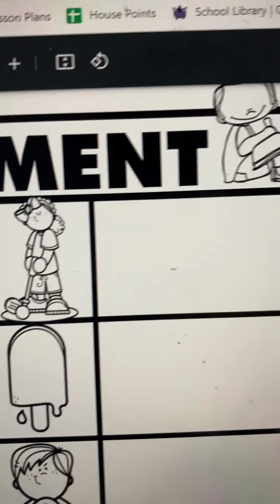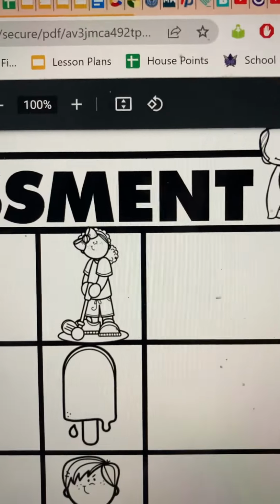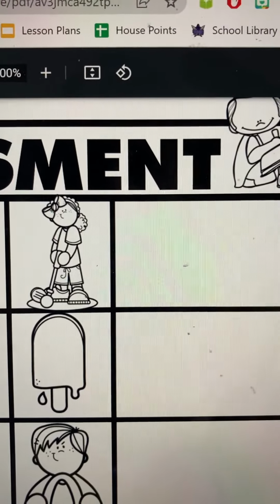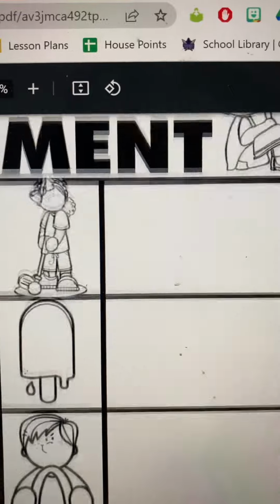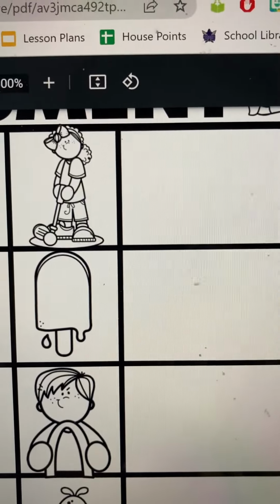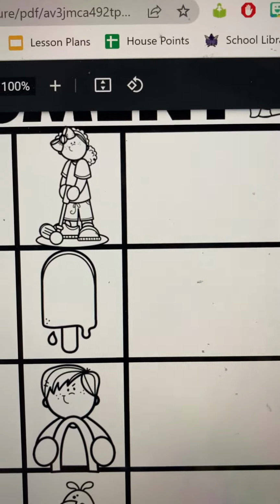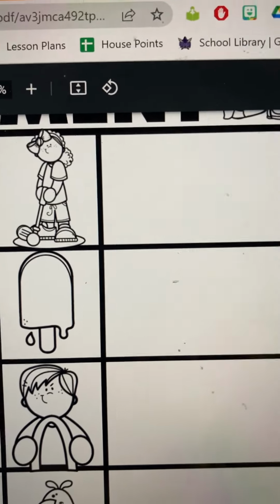Now we go up to the top. Something we don't get to do this time of year, and that's to golf. It's too cold, but we like to golf. Next one down is melt. Melt. The popsicle looks like it's going to melt.